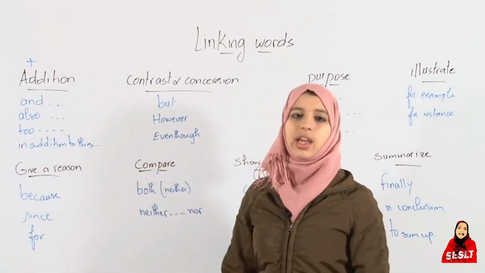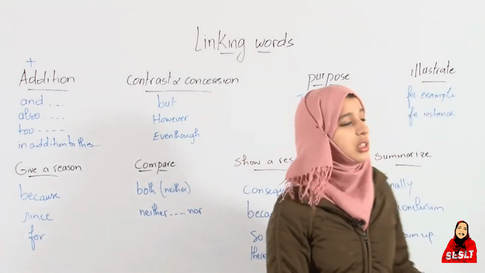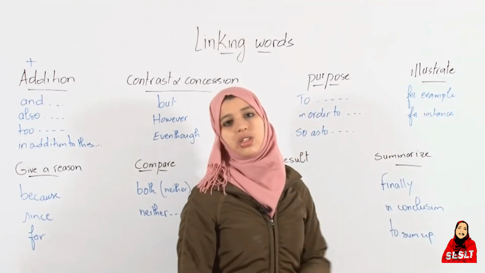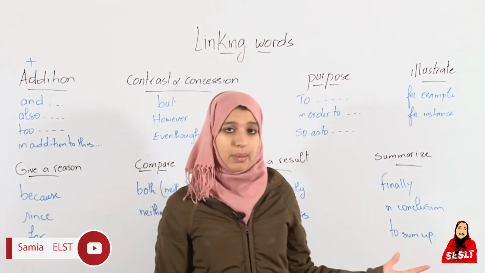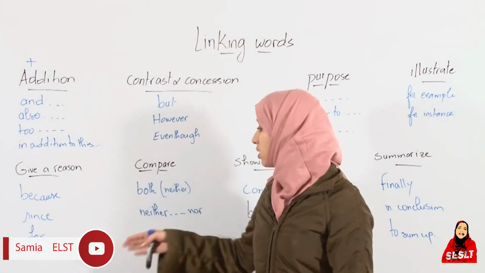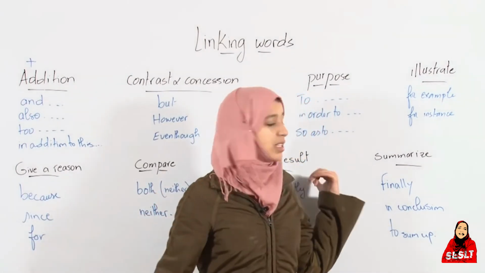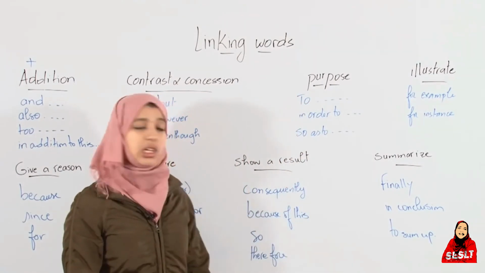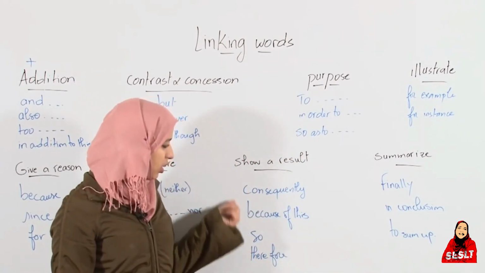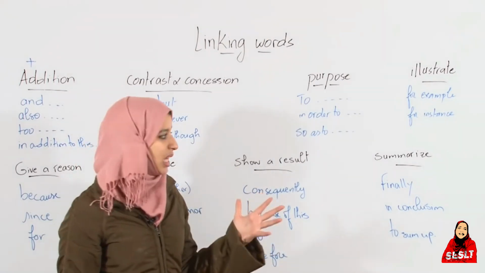Like the first one, take and, also. The second one, take but, however. The third one, take to or in order to. Here, you can take only one. For example, here take because, and I know that you all know what it means. Compare, you can say both, neither nor. As a result, you can use consequently, so, and these are very well known, therefore as well, because of this, but I'm just making it easier.